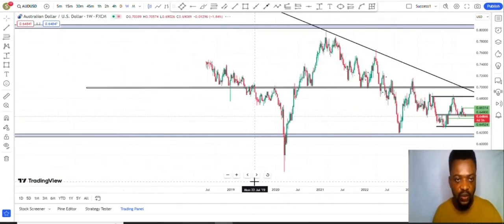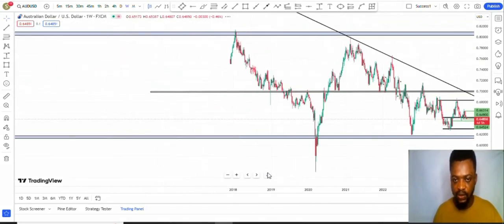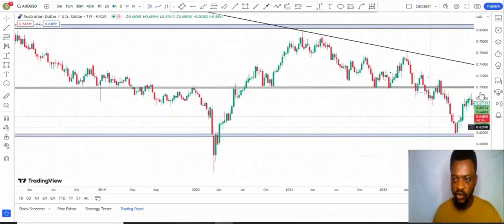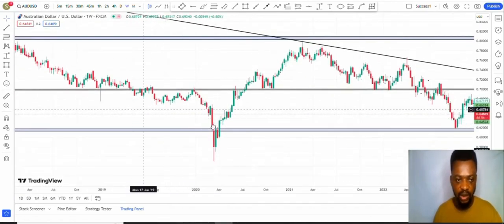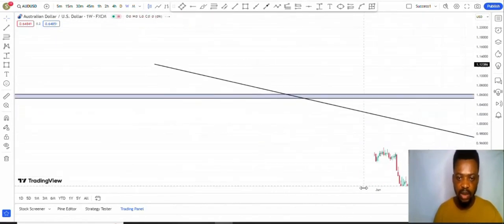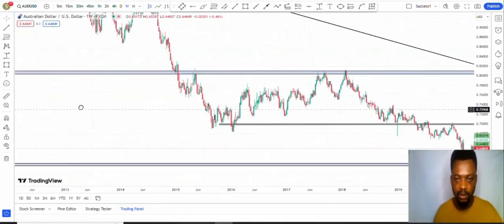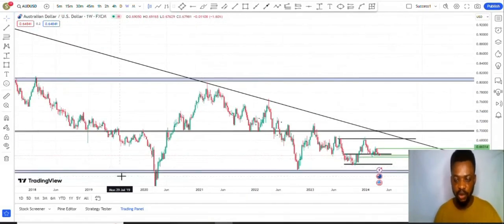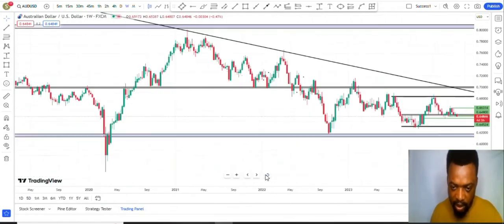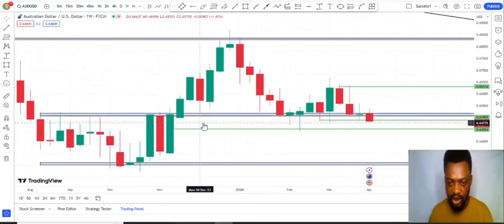So this is AUD USD from the weekly time frame. You can see that we've been bearish on this. My network is not giving me complete data on AUD USD. Okay, here we go. We've been bearish since the beginning.